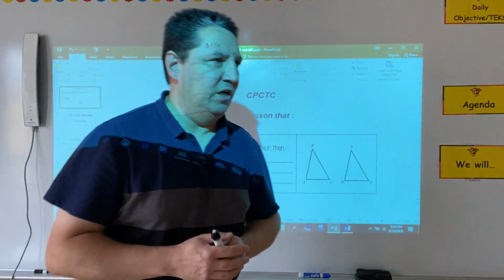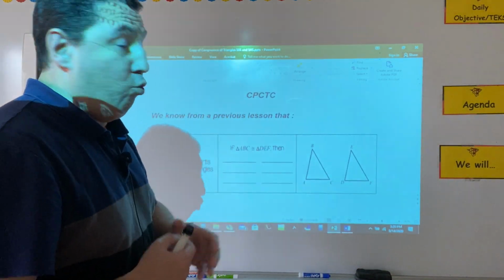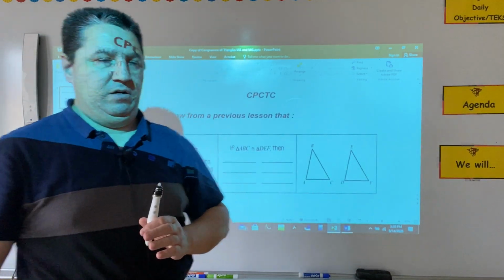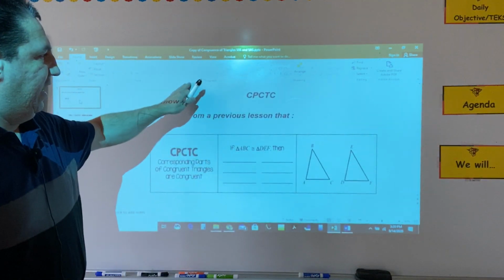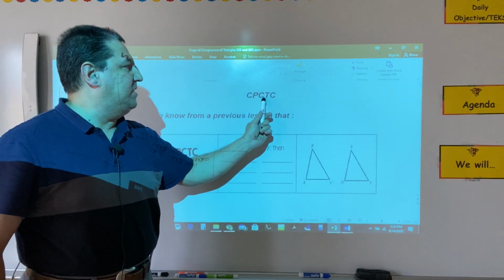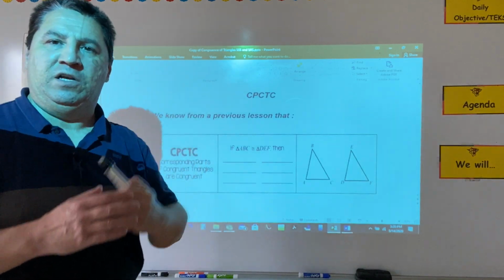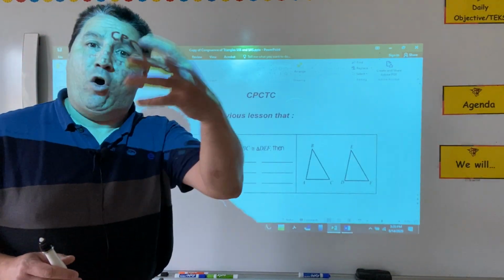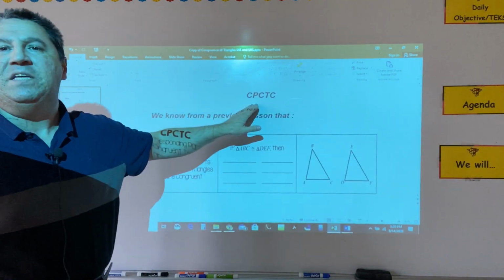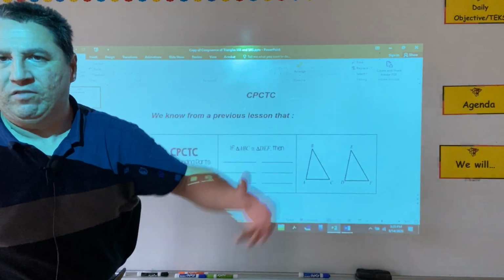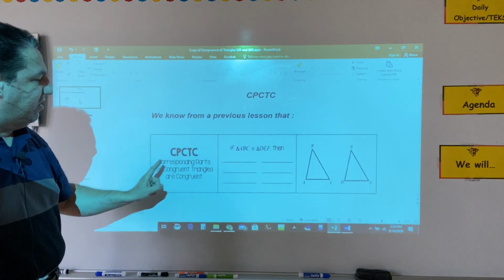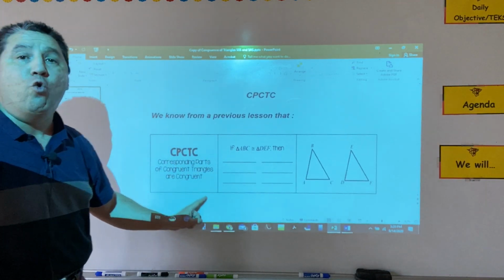This time we'll talk about congruency of triangles. Congruency of triangles is strongly related to so-called CPCTC. In a previous lesson, we talked about CPCTC. What does CPCTC stand for? It stands for corresponding parts of congruent triangles are congruent.